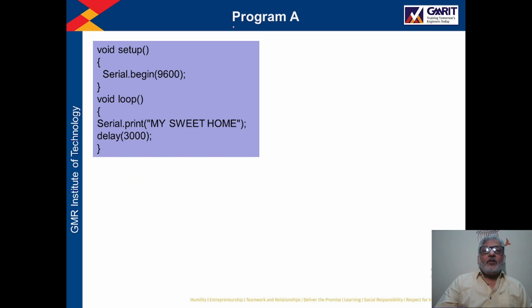Okay, so let us see this program A. Now in this program, this is the setup part, and in the setup part I have used this statement, Serial.begin(9600). Serial.begin is a function which is used to initiate the serial communication.